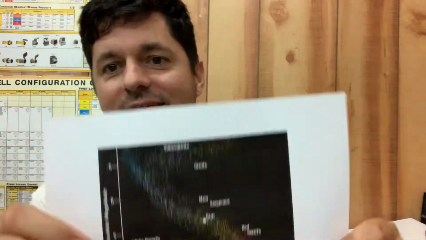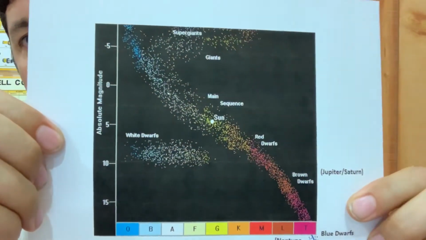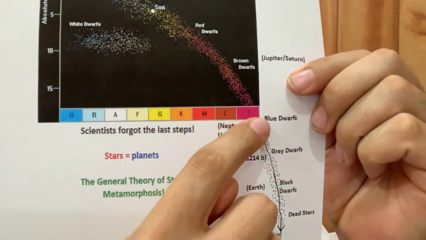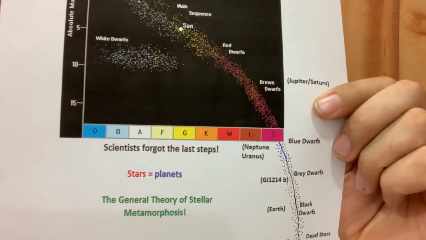Greetings, Internet people. The completed Hertzsprung-Russell diagram, as I was working on it back in 2011, 2012, is about right here. Now, I took this portion of the diagram and just extended it outwards to show that planets were ancient stars. Ever since then, things have changed considerably.